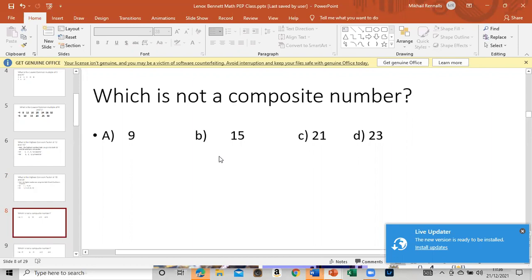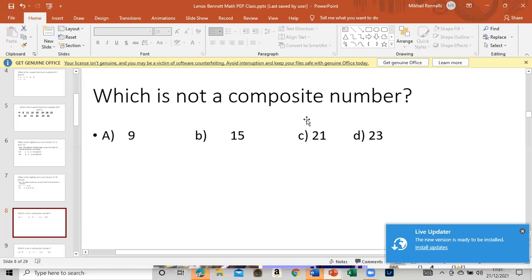A number has 3 or more factors. Very good. A composite number is a number that has 3 or more factors. So let us take 21 for example. Is there any other number different from 1 and 21 that can go into 21 without a remainder? Yes, sir. 7 and 3. 3 and 7, sir.